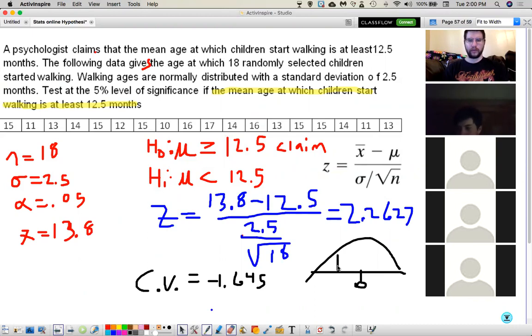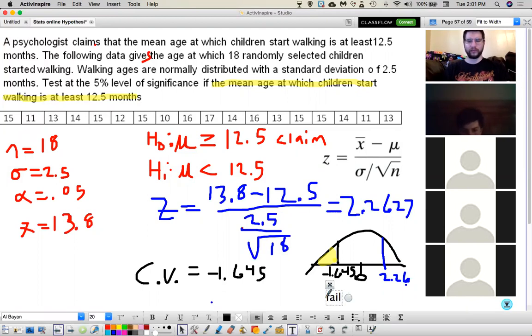And that's going to be over here, negative 1.645. And I shade that. That's my rejection region over here. And if I look at it, where the heck on the other side of the problem is my test statistic? So I'd say that's pretty much out of the rejection region. It's way the heck over there. So yeah, we're going to fail to reject the null. That's the traditional method using the critical value.